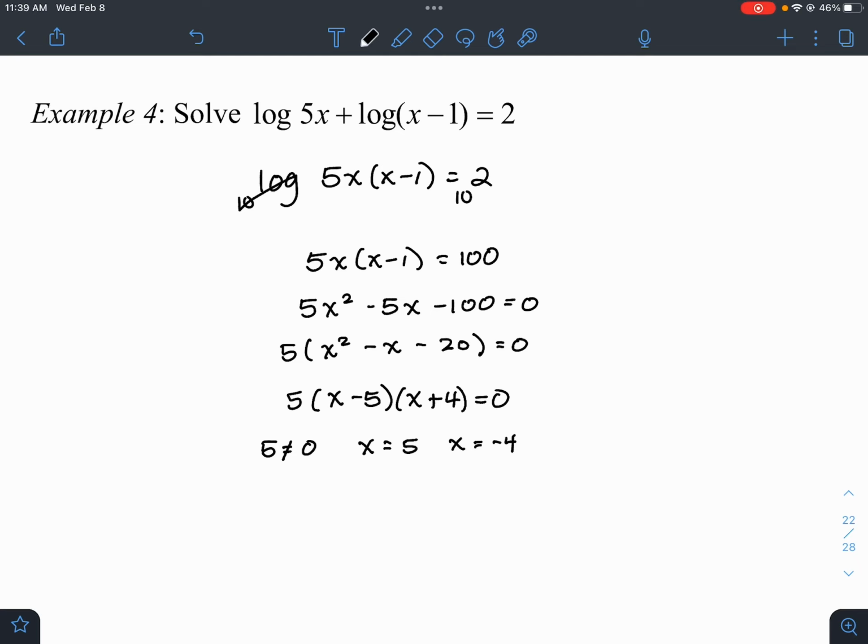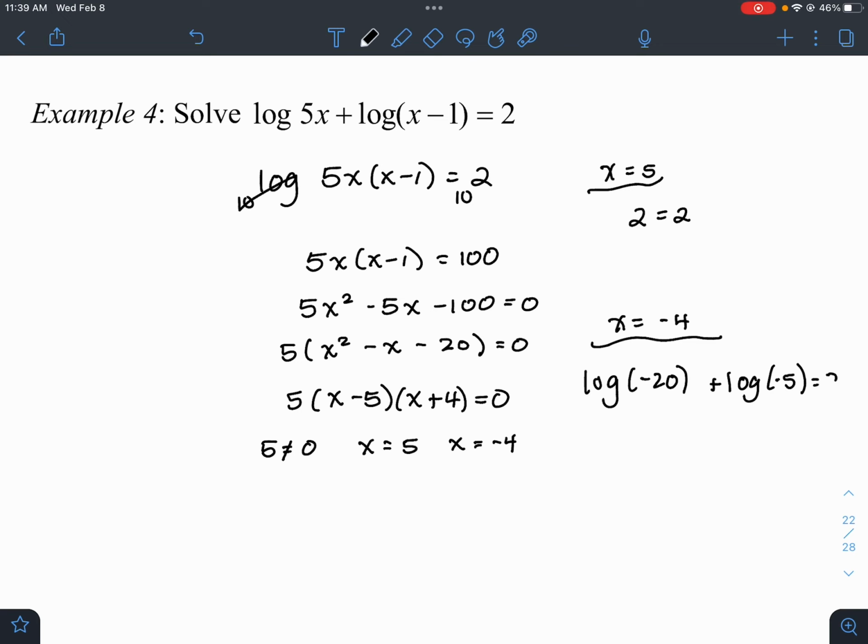And again, because we have a negative, I'm still going to check all of them. When I check x is equal to 5, and you just plug it back in, you end up getting 2 equals 2. But when I substitute in negative 4, I end up getting log of negative 20 plus log of negative 5, and these two here are not part of our domain. So our final answer is just x equals 5.